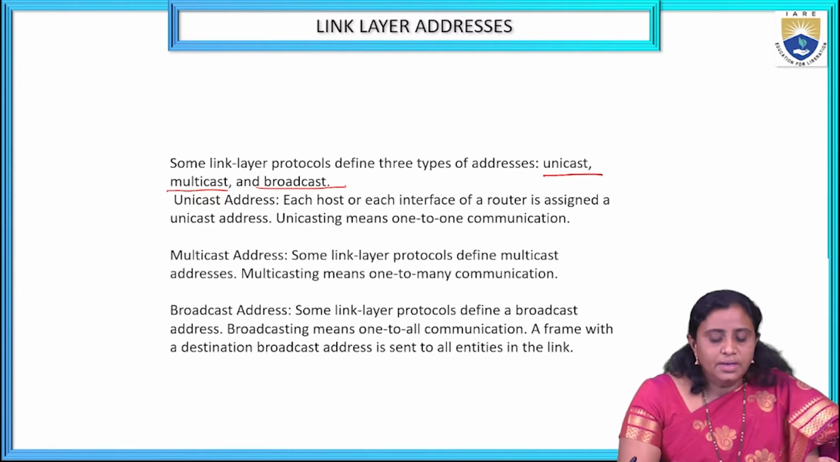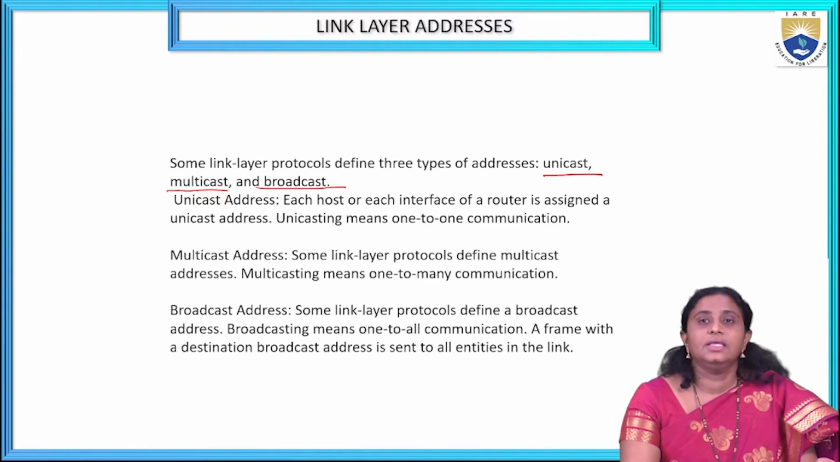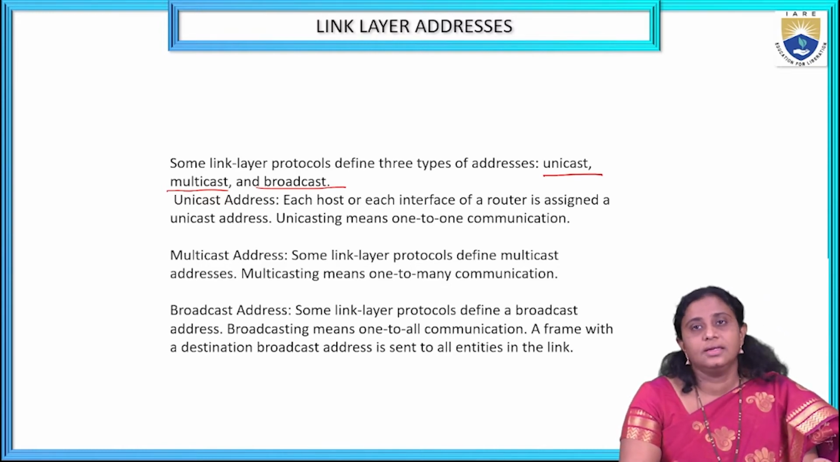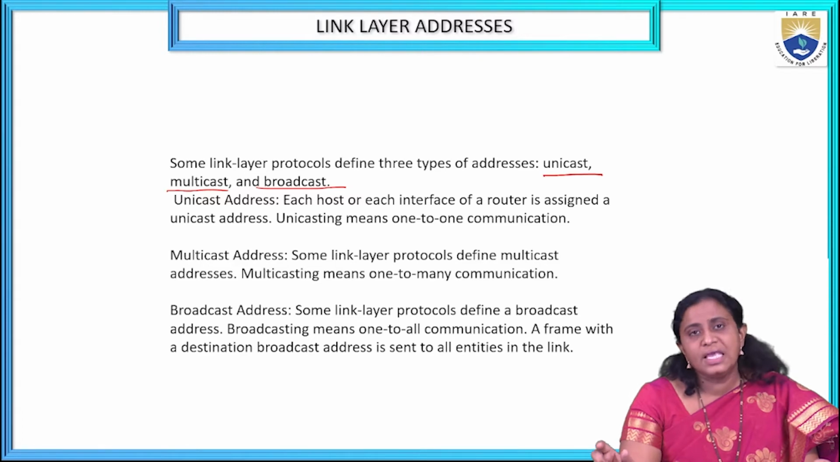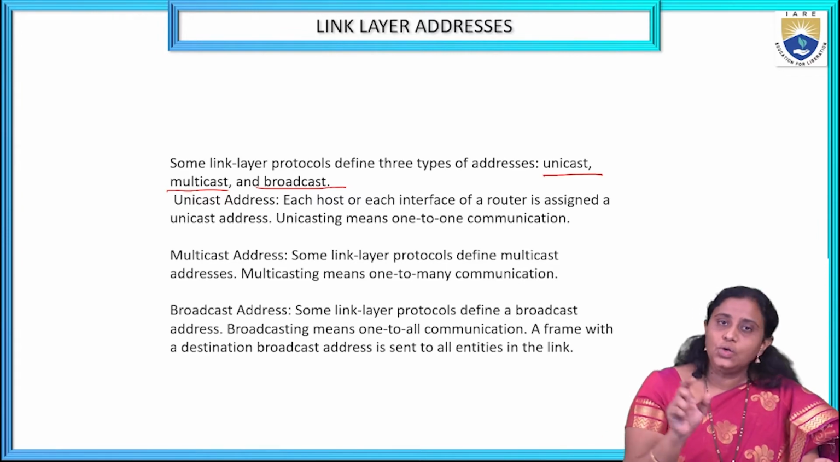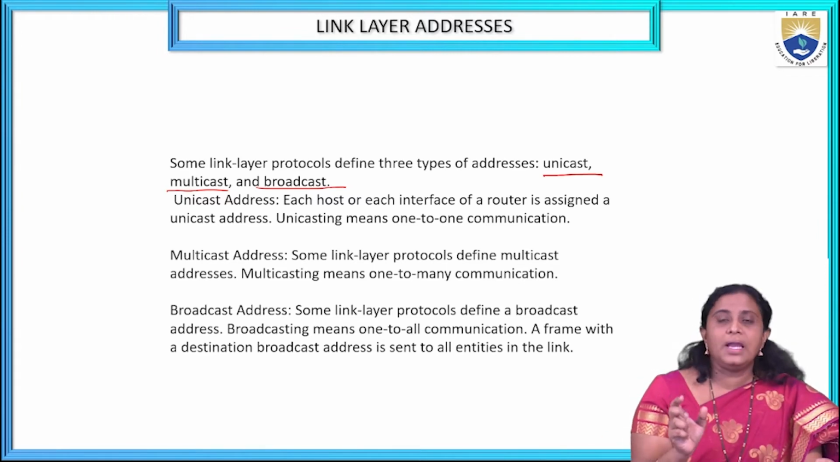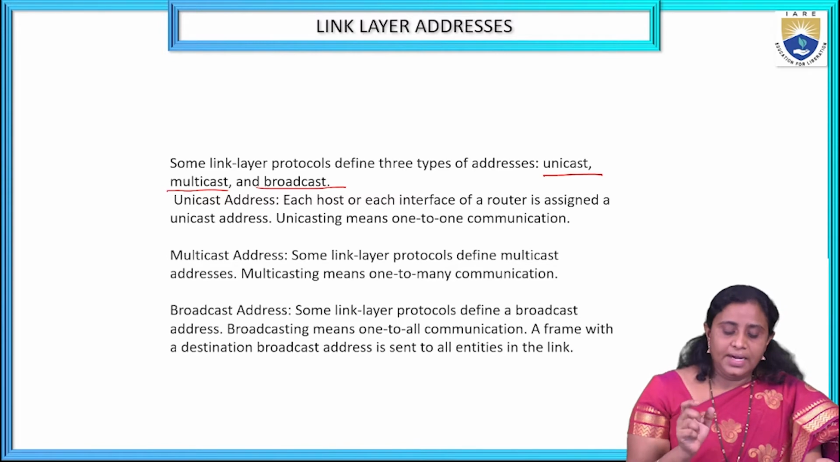So coming to the types of addresses, the three types of addresses held by the data link layer begin with the unicast address. Each host or each interface of a router is assigned a single, unique address, which we call a unicast address. Unicasting means one-to-one communication under the data link layer.